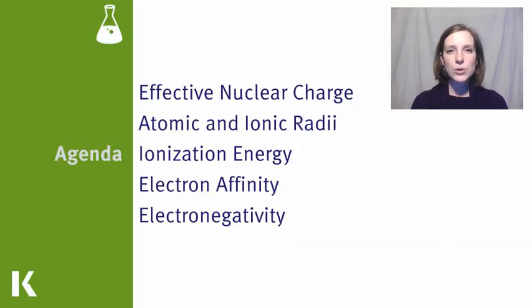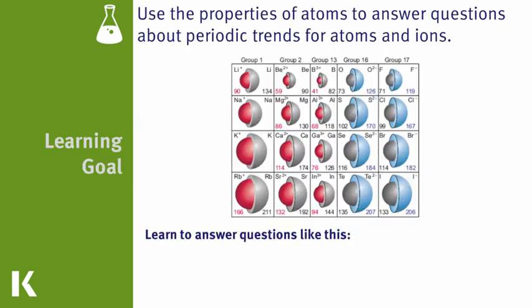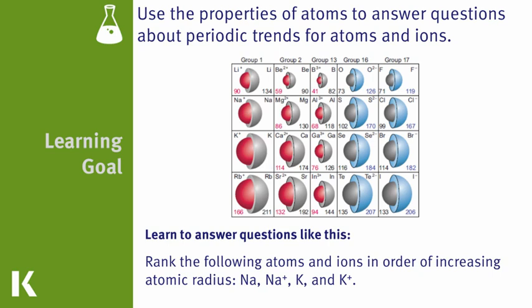In this video, we'll look at a number of different trends, but we'll start off by looking at what the effective nuclear charge is. Then we'll see how it affects such things as the atomic and ionic radii, the ionization energy and electron affinity, and finally, electronegativity. After watching this video, you will be familiar with the properties of elements and how they are arranged on the periodic table. You will be able to answer questions relating specifically to the trends of different atoms or ions.